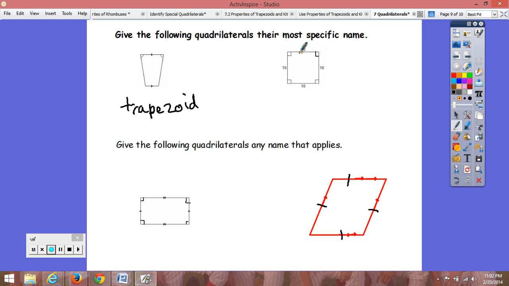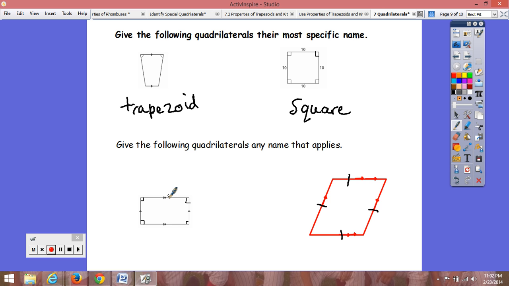And this next one, we have 4 right angles, so it could be a rectangle, and we have 4 congruent sides, so it could be a rhombus. But the only quadrilateral that has 4 congruent sides and 4 right angles is a square. Okay. These next two, we want any name that could apply to these quadrilaterals.